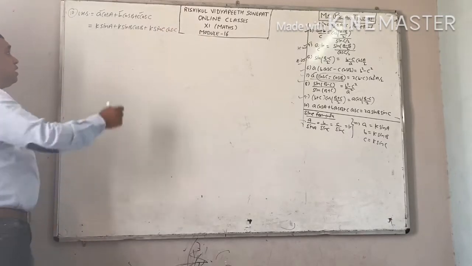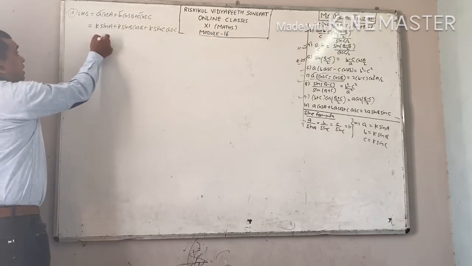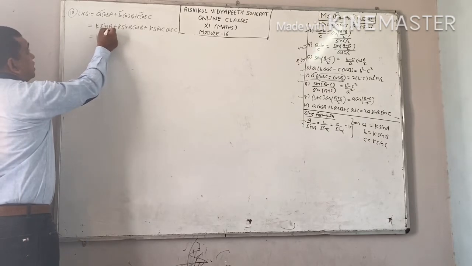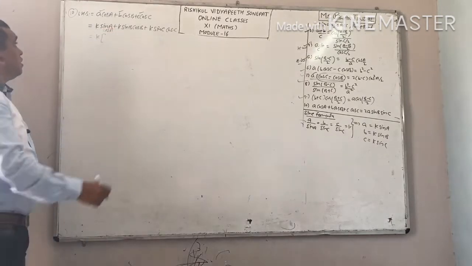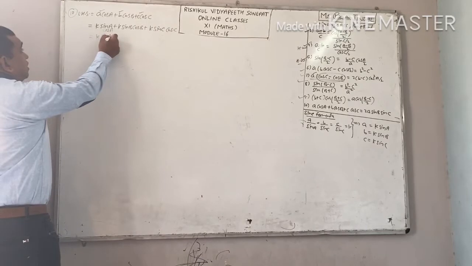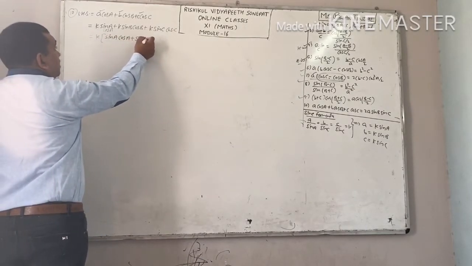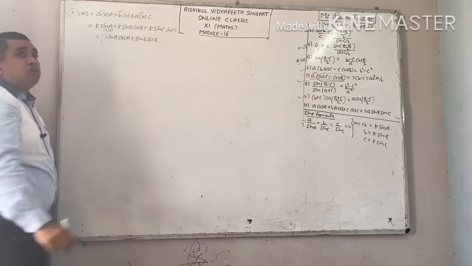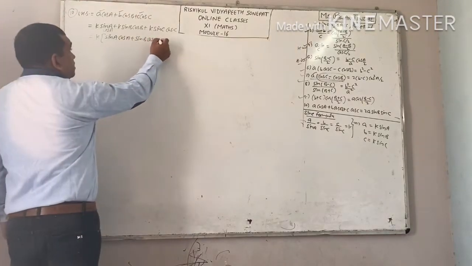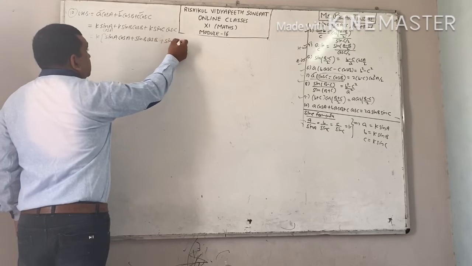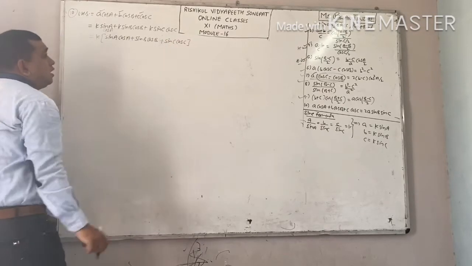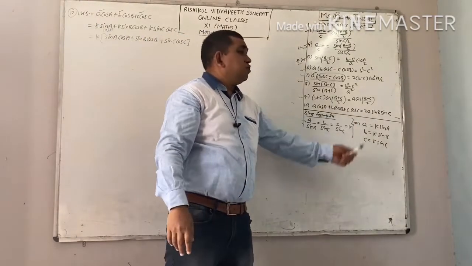Now k is common here. Take k as common. What you will get? Sorry, cos A, I forgot. This is your k common: sin A cos A plus sin B cos B plus sin C cos C. Now in our answer we require 2.